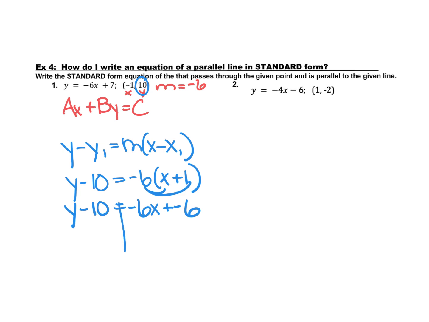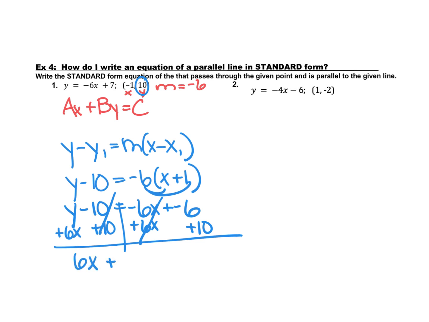Now, let's get our x and y on the same side, and our numbers all on the other side. I'm going to add the 6x, and if I do that on this side, I have to do that over here. I'm going to add the 10 to undo it from there, and add that over here. So this one canceled out, and this one canceled out. So you have 6x plus y is equal to negative 6 plus 10, which is 4. And now this is in standard form.